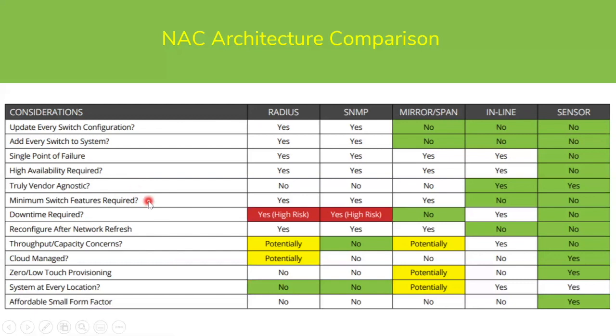Are minimum switch features required to implement whatever kind of architecture you're going to implement? Do you have to schedule downtime? If you refresh your network, will you have to reintegrate or replace or update or change your NAC architecture? Does it introduce any throughput or capacity concerns? Can it be cloud managed? Is it low touch or zero touch provisioning? Do you need to have NAC systems or appliances at every location? And what type of hardware can you use if that is the case?